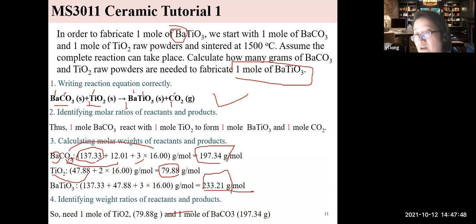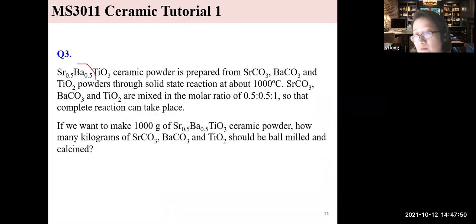So as I said, for example, your barium, the property is not nice. Maybe I just change half of the barium with strontium. Again, the starting powders, because now you have strontium, you need to get raw materials. The raw materials are strontium carbonate, barium carbonate, and titanium oxide. And I already told you the molar ratio is 0.5, 0.5, 1.